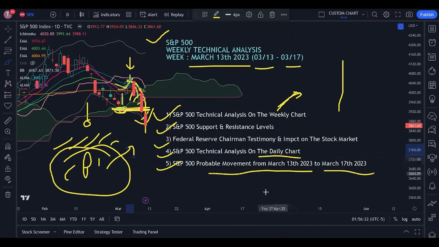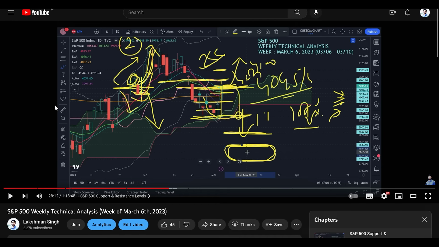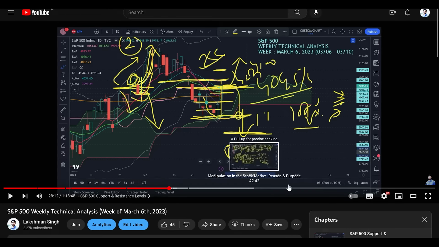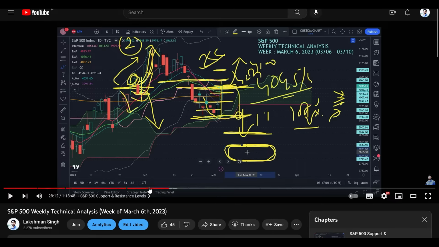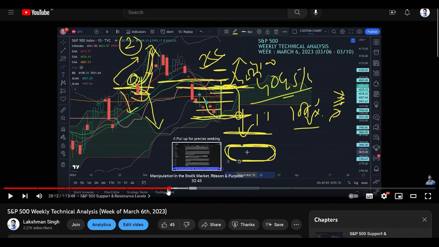Now, guys, there is one more thing, that this S&P 500 weekly technical analysis will be a bit lengthy. That is why I have made chapters in this S&P 500 weekly technical analysis, so that whichever chapter you want to watch, you can watch, whichever chapter you want to skip, you can skip, and whichever chapter you want to rewatch, you can rewatch.